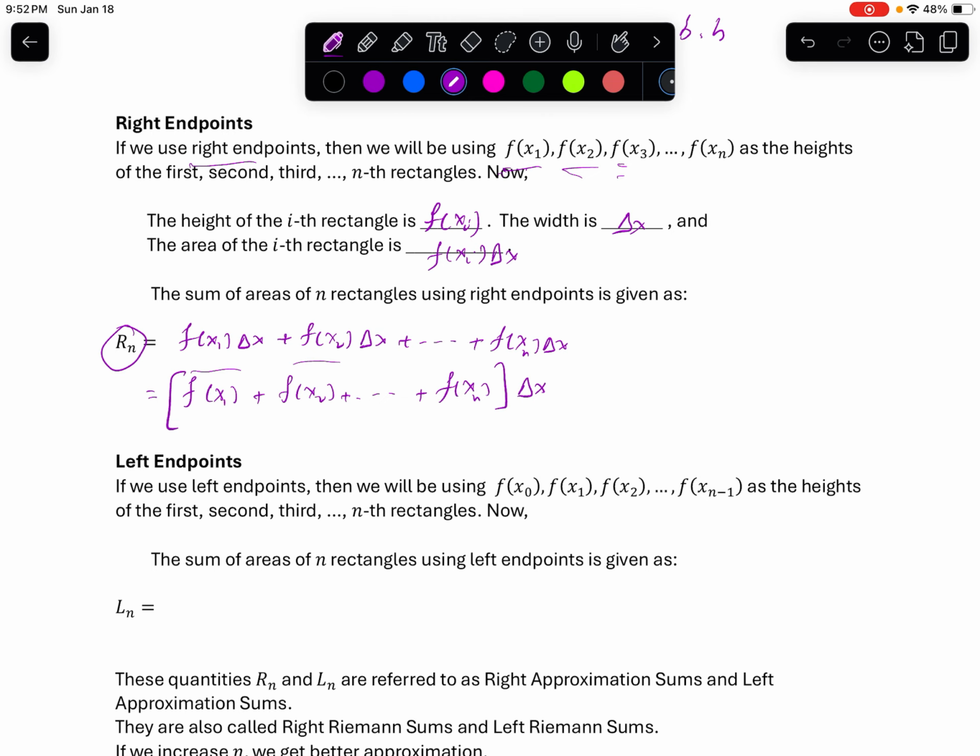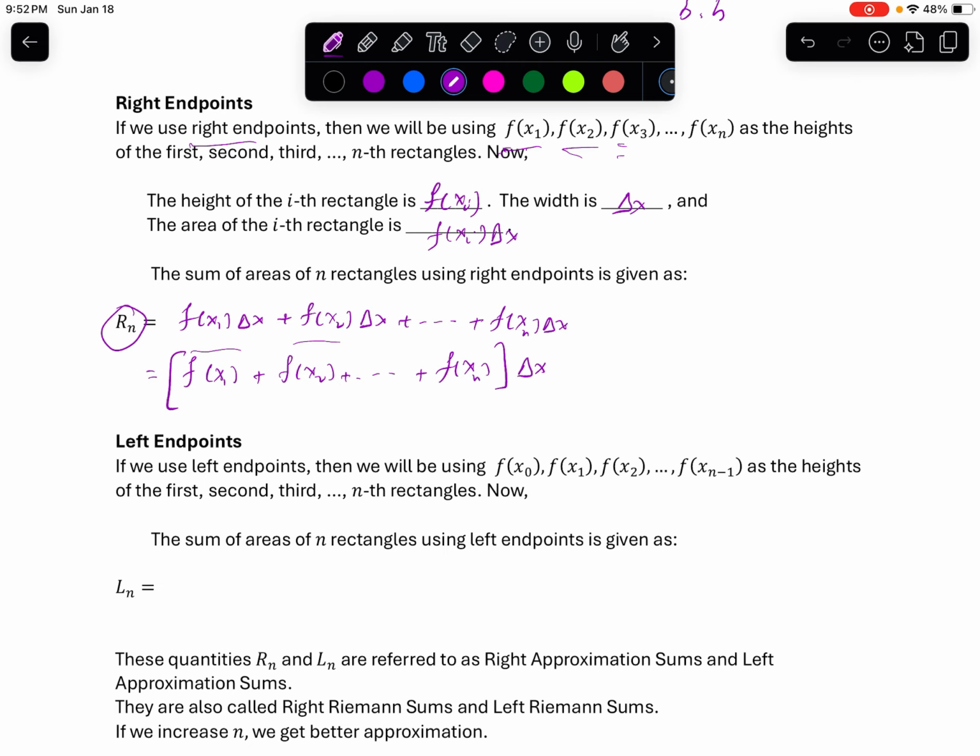Okay, so here the sum will be f of x sub 0 delta x plus f of x sub 1 delta x plus and so on, plus f of x sub n minus 1 delta x. Or the same way as we did before, we can factor out the delta x.